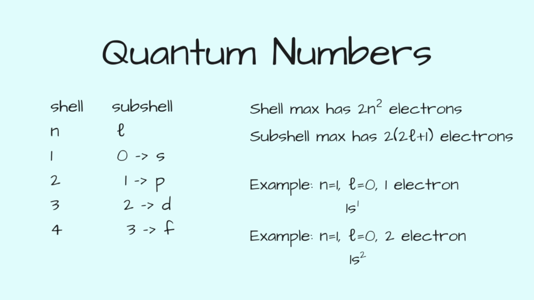The maximum number of electrons in a shell is 2n squared. This can be found using algebra.